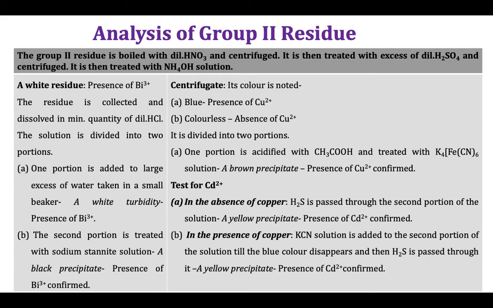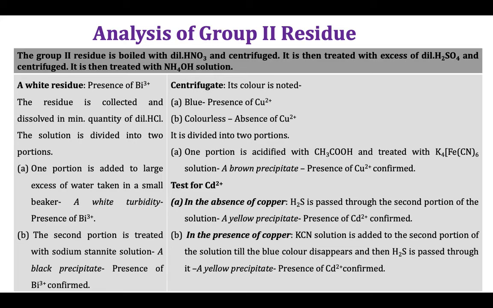If copper is present, this second portion of the solution has to be treated with KCN solution till the blue color of the solution disappears. If copper is present, the solution will have a blue color, so it is treated with KCN solution until the blue color disappears, and then H2S is passed through the solution. If cadmium is present, it gives a yellow precipitate of cadmium sulfide, and thus the presence of cadmium is confirmed.